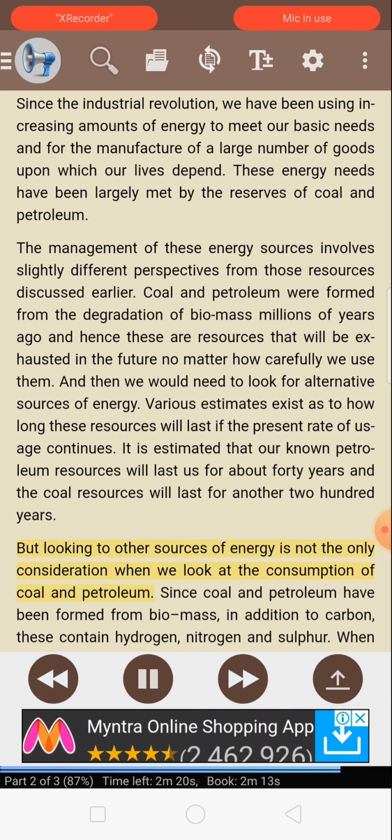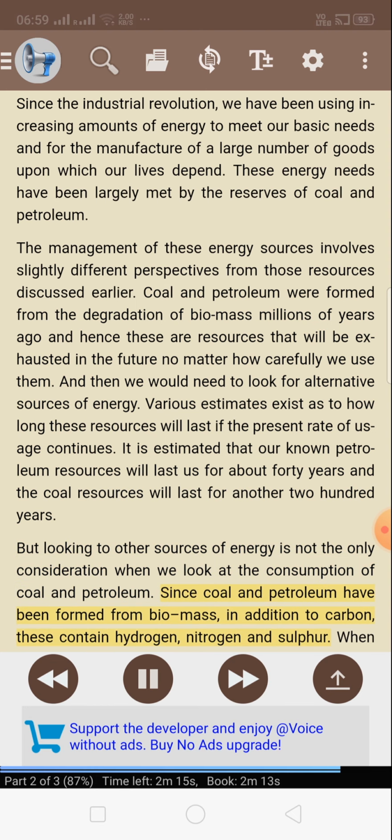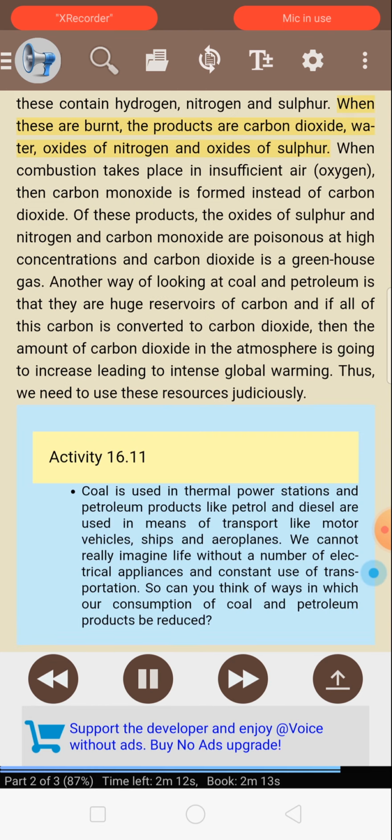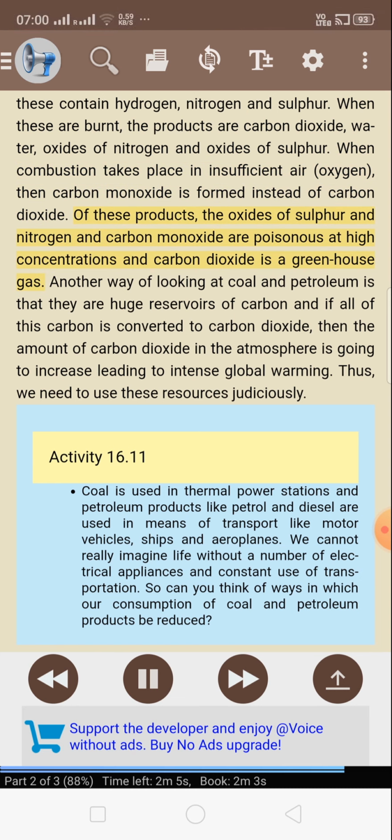But looking to other sources of energy is not the only consideration when we look at the consumption of coal and petroleum. Since coal and petroleum have been formed from biomass, in addition to carbon, these contain hydrogen, nitrogen, and sulfur. When these are burnt, the products are carbon dioxide, water, oxides of nitrogen, and oxides of sulfur. When combustion takes place in insufficient air, oxygen, then carbon monoxide is formed instead of carbon dioxide.